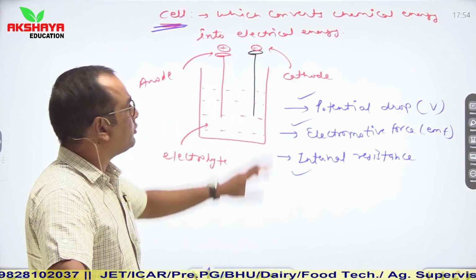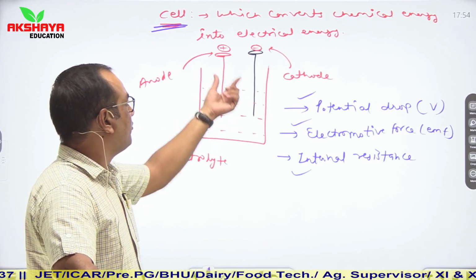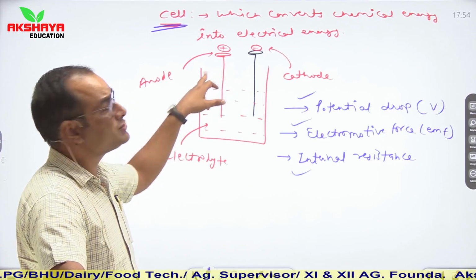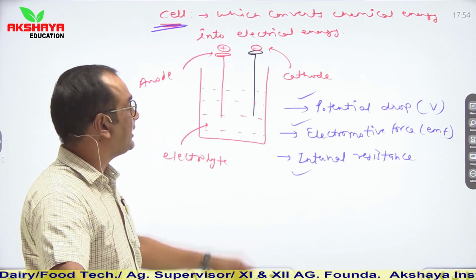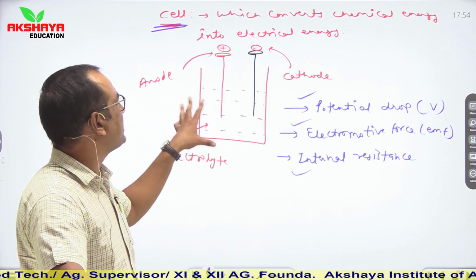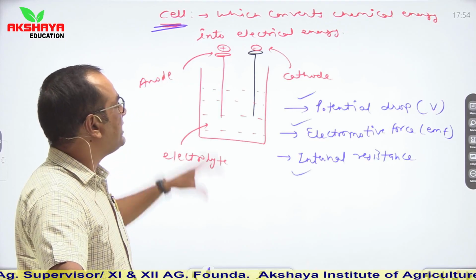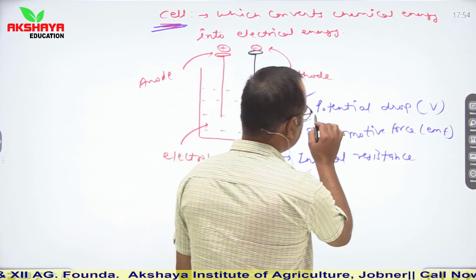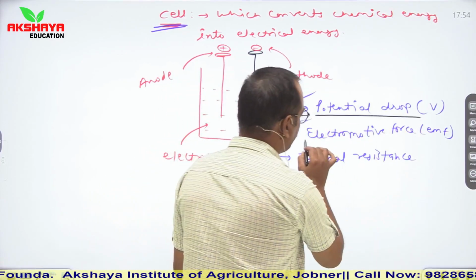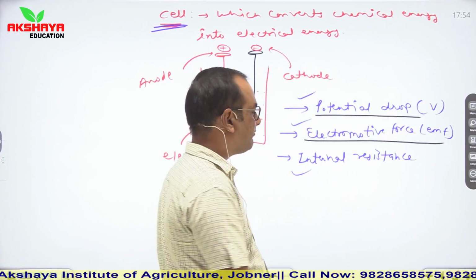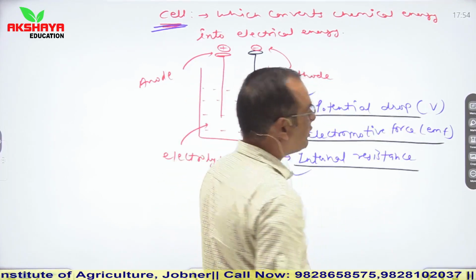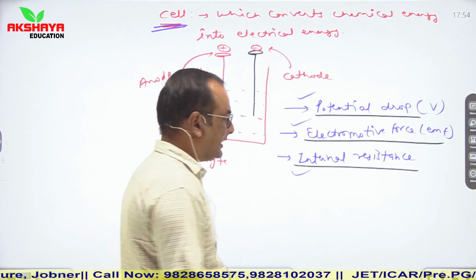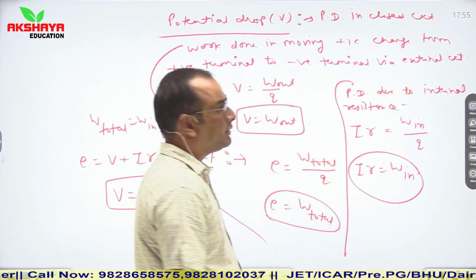If we talk about the general schematic of a cell, then simply consider that in any electrolyte, two electrodes are dipped. One is positively charged and another one is negatively charged. The positively charged electrode is known as anode and the negatively charged electrode is known as cathode. This is the simple schematic of a cell. While studying a cell, we focus on these three concepts: potential drop, then electromotive force, which is also known as EMF, and then internal resistance. We go through these three parameters to explain a cell in detail. So let us talk about each component one by one.